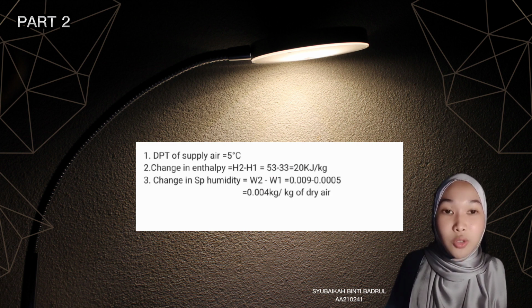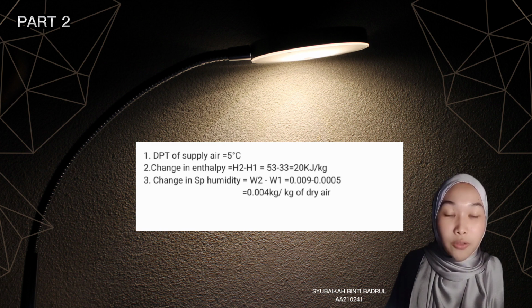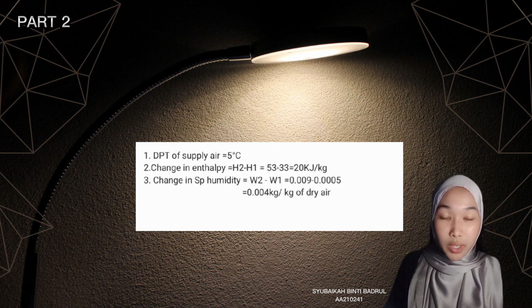Now, we want to calculate change in specific humidity during the process 1 to 2. So here, specific humidity for initial conditions, that is point 1, which is W1, is equal to 0.005 kg per kg of dry air. And for final condition, the specific humidity, which is W2, is equal to 0.009 kg per kg of dry air. So from W1 and W2, we got change in specific humidity during the process 1 to 2.